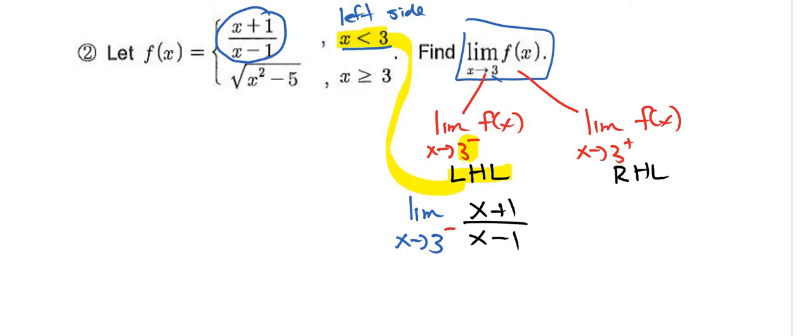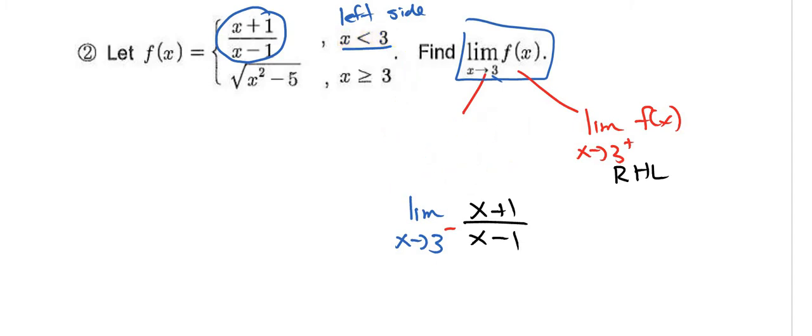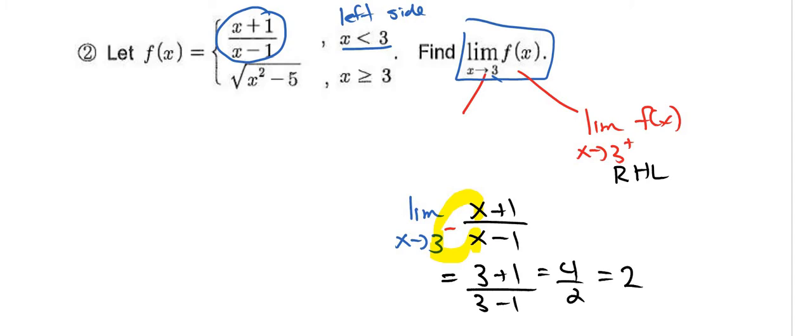And this question right here is not too hard to evaluate because we don't need to use any fancy techniques here. We just need to take the 3 and plug it in, direct substitution. If I do a direct substitution step, I would get 3 plus 1 divided by 3 minus 1, which equals 4 divided by 2, which equals 2. Okay, so with that, I can conclude that my left-hand limit equals 2.